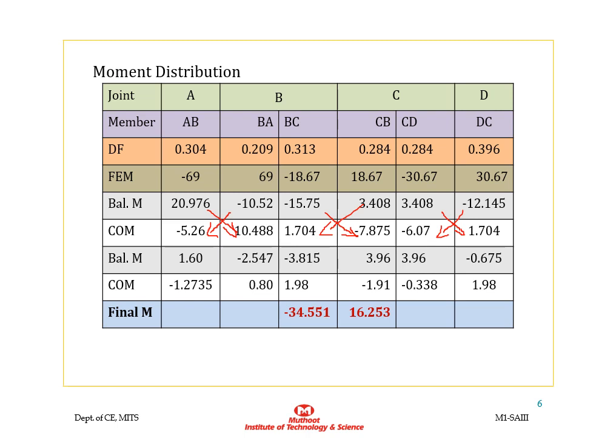Then again balance the moment. We have to conduct a minimum of 2 cycles of moment distribution. So there will be one more step to calculate the balancing moment and the carryover moment. Then add the moments for getting the moments of beam BC. So the final moment of BC is obtained as minus 13.551, and for CB it will be 16.253. For BC it is an anti-clockwise moment, and for CB it is a clockwise moment.